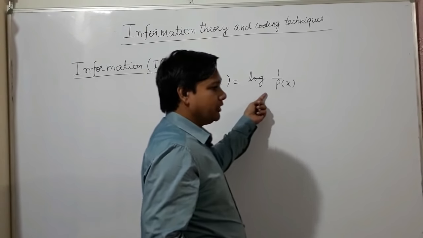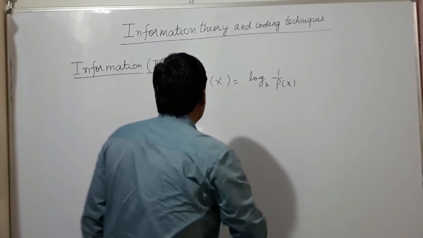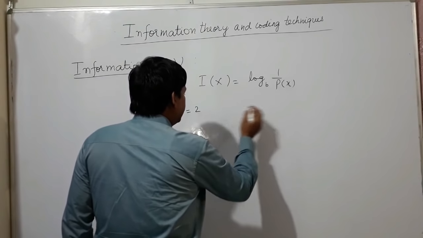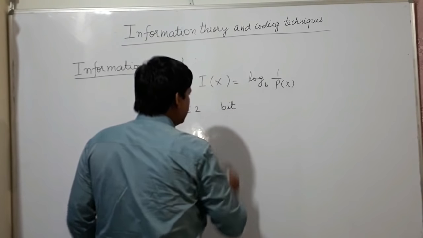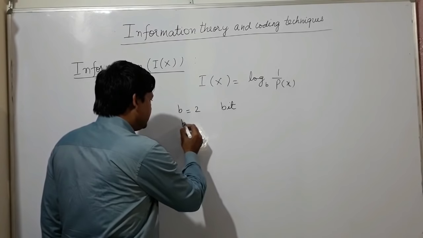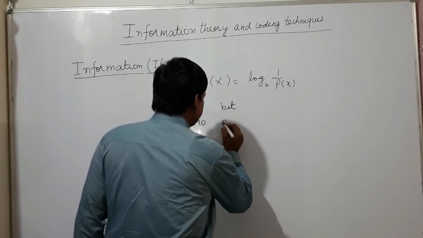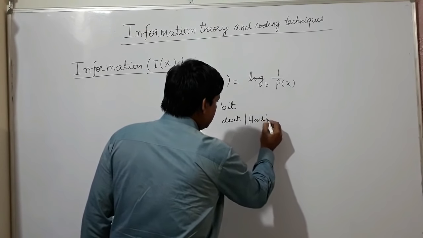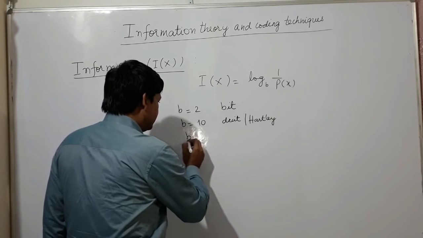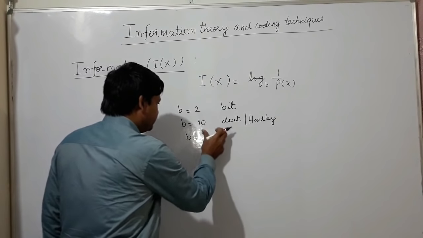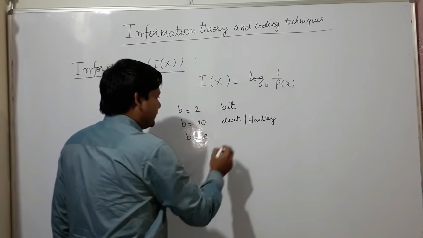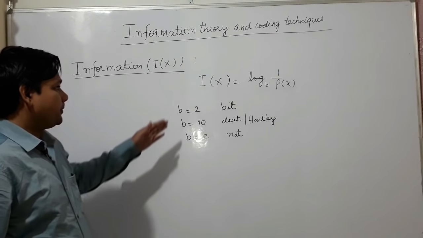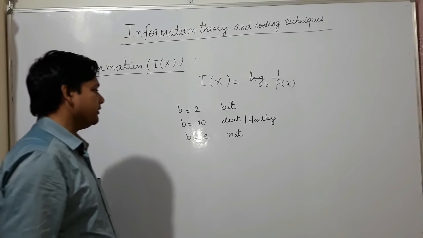Here, the base of the log, b, can be 2. If it's 2, then its unit will be bit, the binary unit. If b is 10, its unit will be decit or Hartley, and if its base is e, then its unit will be nat. So we shall discuss some questions on this information.